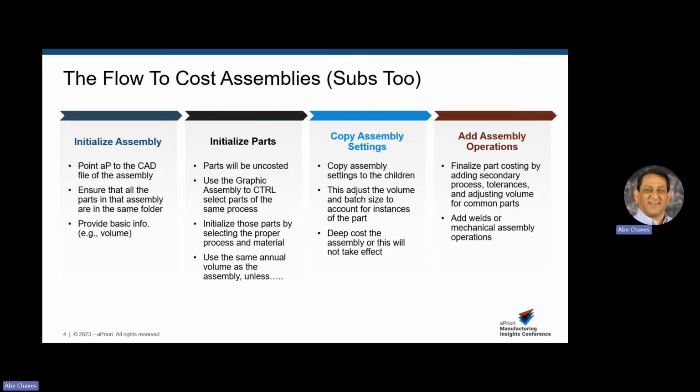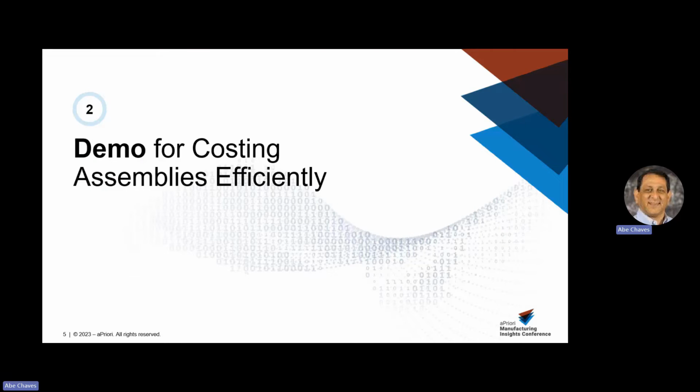Then I'm going to show you how I copy the assembly settings to the rest of the children. And some of you may already know how to do that. For those of you who don't, I will show you how to do that. And then finally, you all know you have to add the details to each one of your parts. If you have paint, you have to add paint to a particular part, heat treatment, things like that. And then the assembly processes, right? Like welds, for example. So we're just going to spend very little time on that.